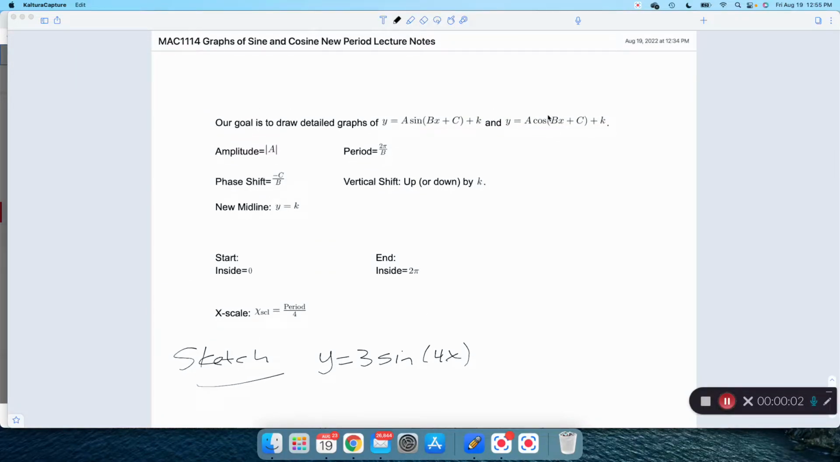Okay, so we're still working on graphs of sine and cosine. Remember, our ultimate goal was to add in new periods, phase shifts, and vertical shifts. Right now, all we're doing is changing our period by adding something right next to the x. See that 4 is multiplying the x. And we've changed our amplitude by putting a number in front of the sine.